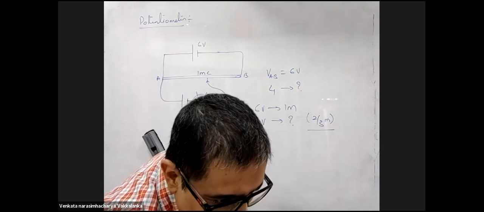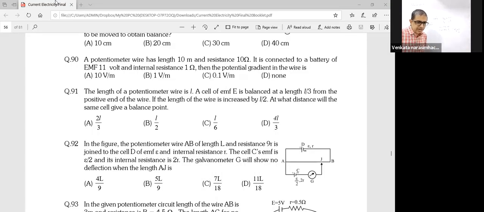You have 3 problems to solve: 90, 91, 92. I am waiting for you people. Are you able to see the screen? Yes, sir. 90, 91, 92, all 3 are visible on the screen.